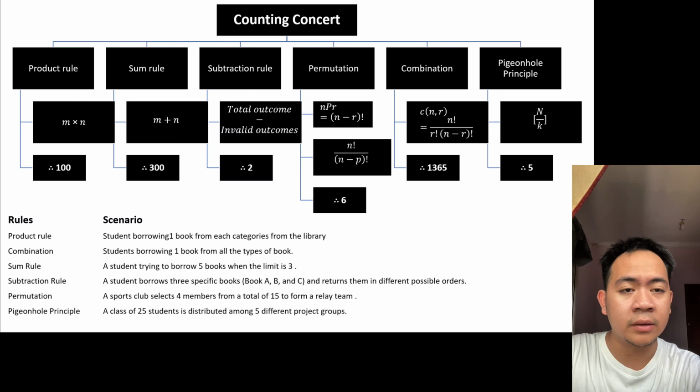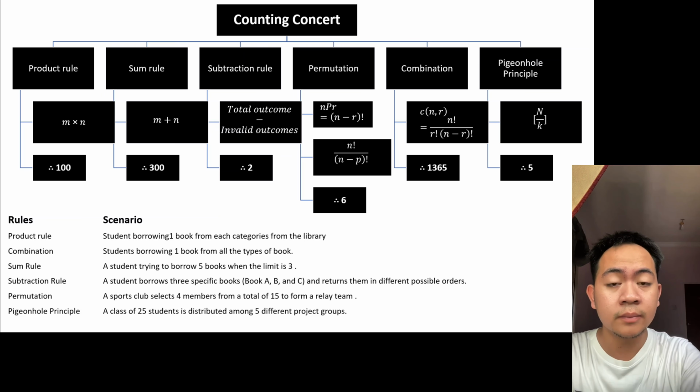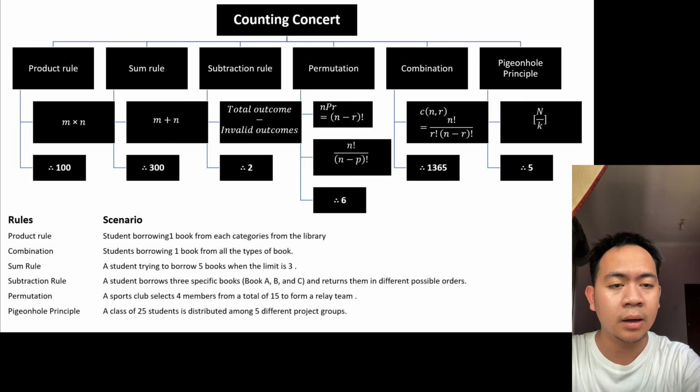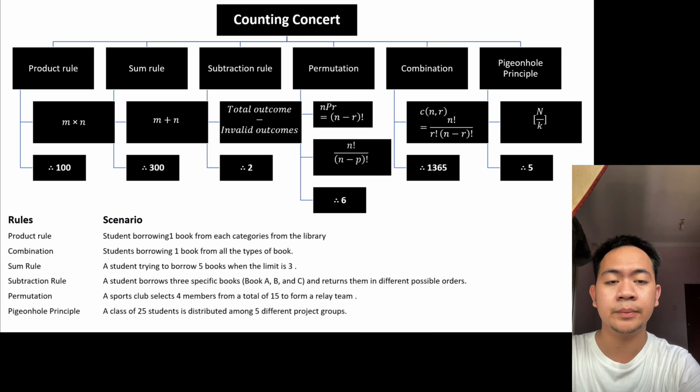The 11 factorial in the numerator and the denominator cancel out, leaving 15 times 14 times 13 times 12 over 4 times 3 times 2 times 1. After simplifying and calculating, the result is 1,365. This means there are 1,365 different ways to select 4 members from 15. Therefore, combination is used because the order of selection does not matter.